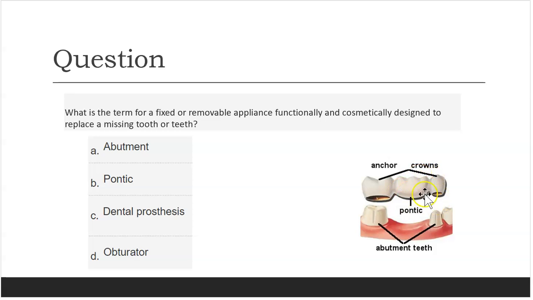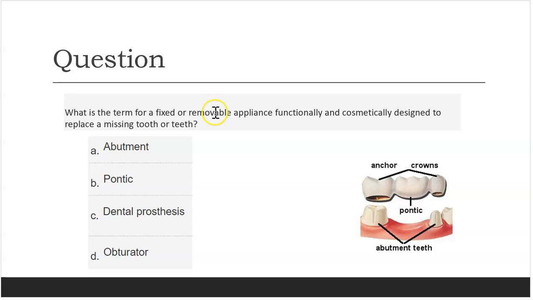A pontic is the fake tooth, the artificial tooth, and it could be placed on a bridge or a partial denture. And an obturator is an appliance that is used to close an opening. So if you have a cleft palate, this could be used to close the cleft palate. So it's another appliance that's out there.